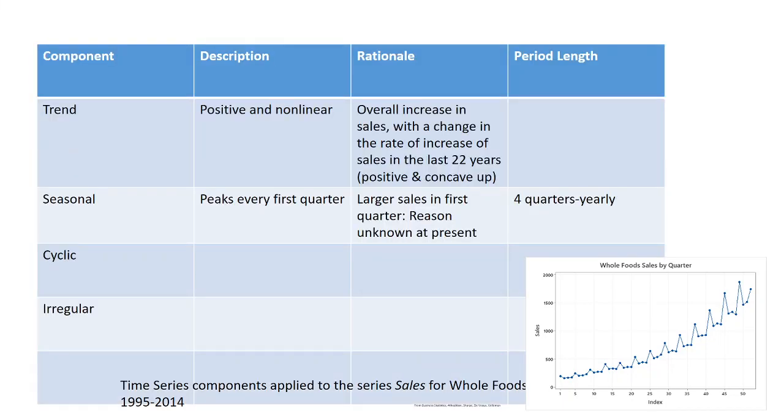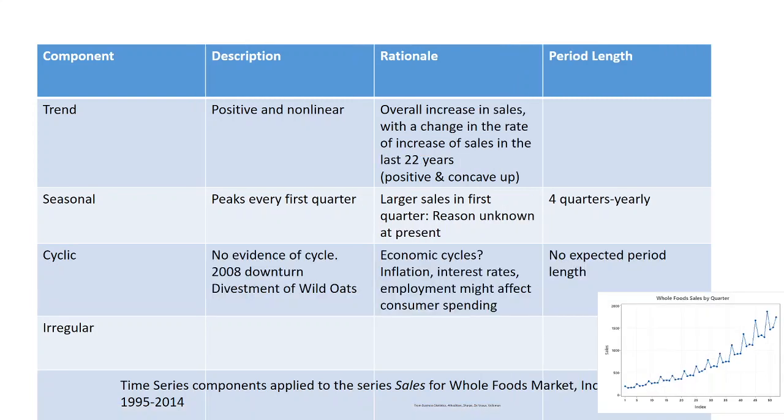So the trend, you could say, well, it's positive and nonlinear. And maybe the rationale is the overall increase in sales, and maybe it's positive and concave up. Maybe the seasonal, it seems to peak every first quarter. Maybe it's larger sales in the first quarters. We really don't know at present. And the period length seems to be yearly. And as for the cycle, there doesn't really seem to be much.